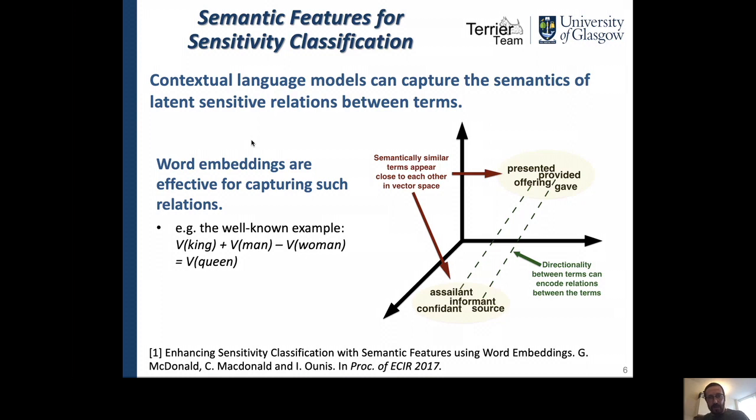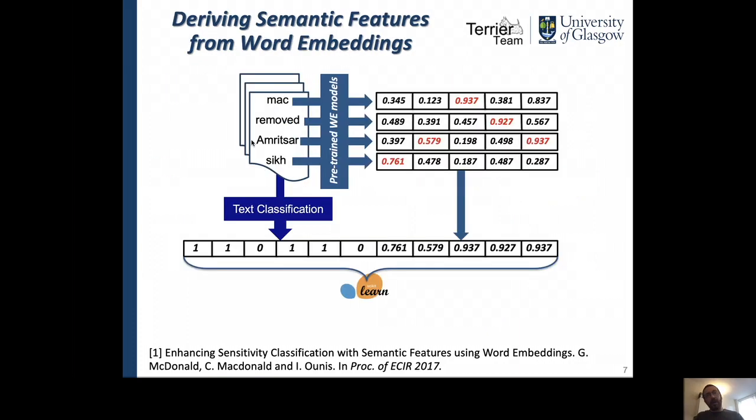So similar words tend to group together within this space. More importantly, you can know something about the relations between terms by the directionality of where these terms appear in the space. There's a well-known example on the screen, but basically that's what we're leveraging to see if we can identify the relations that actually make sensitivities. And this is what we do.